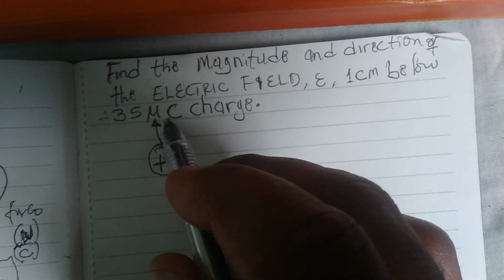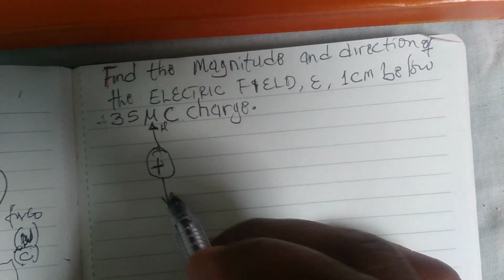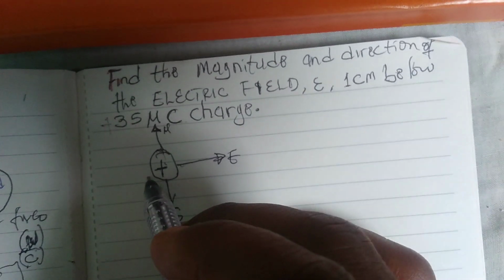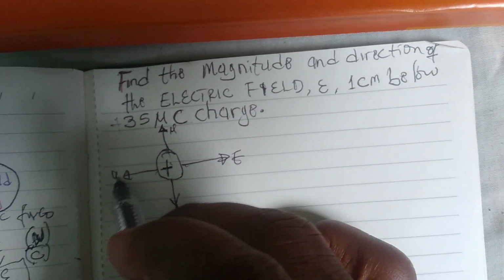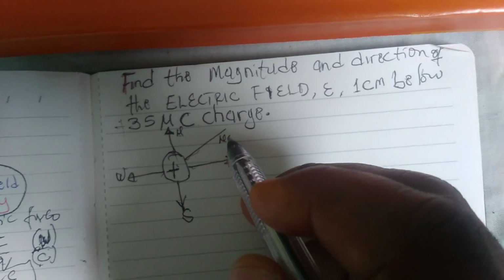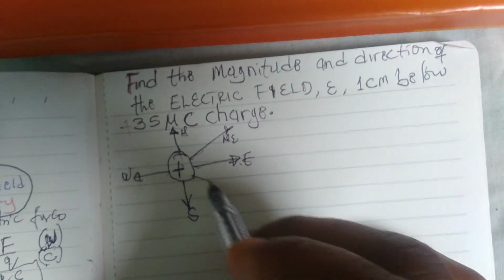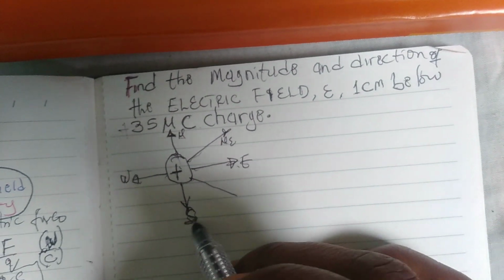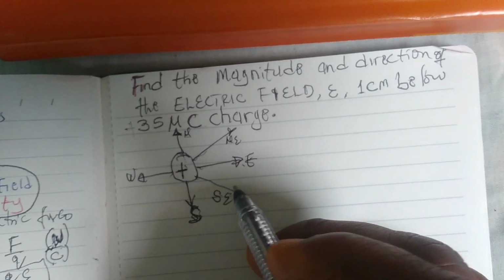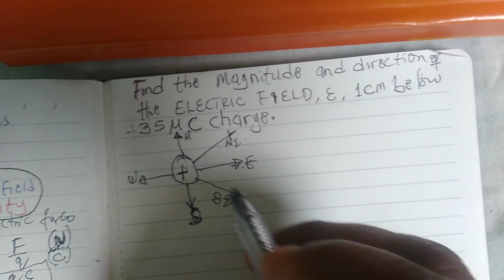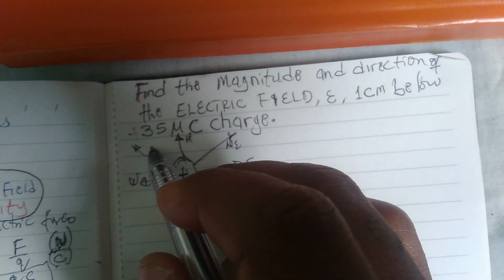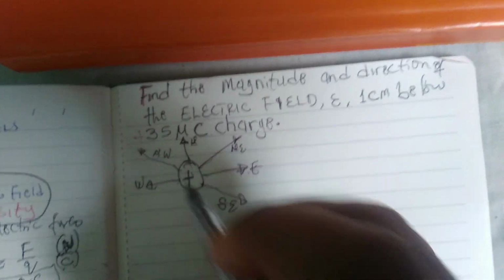This one is to the north, this one is to the south, this one is to the east, this one is to the west, and this place is between north and east. So this is northeast electric force. This one is between south and east, so this one can be called southeast electric force, line of force. Then this place is between north and west, so we can call it northwest electric force.